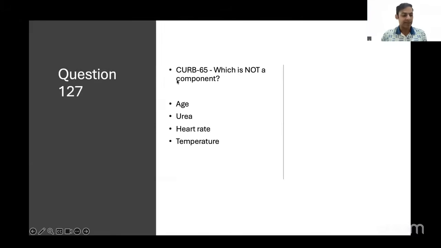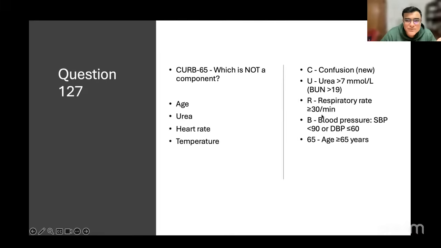There is a confusion whether there are two questions regarding that. Let's move on. CURB-65, which is not a component? Options were urea, heart rate, temperature. So it is an easy question. C for confusion, U for urea, R for respiratory rate, B for blood pressure, 65 for age. Heart rate is not there. The correct answer was heart rate.